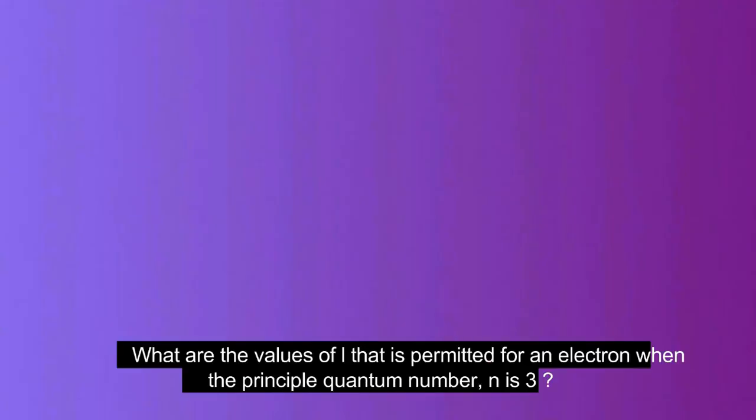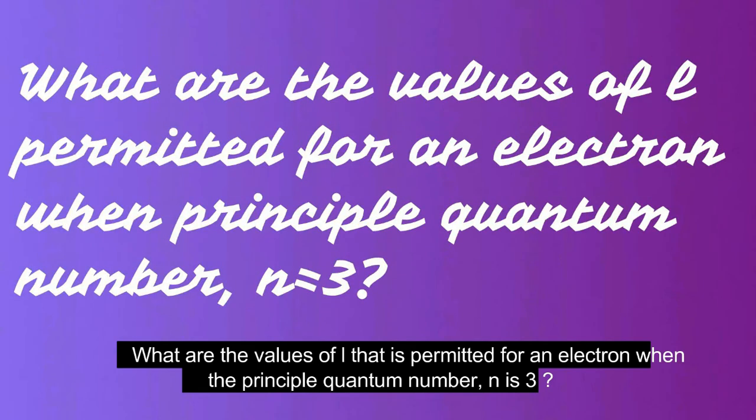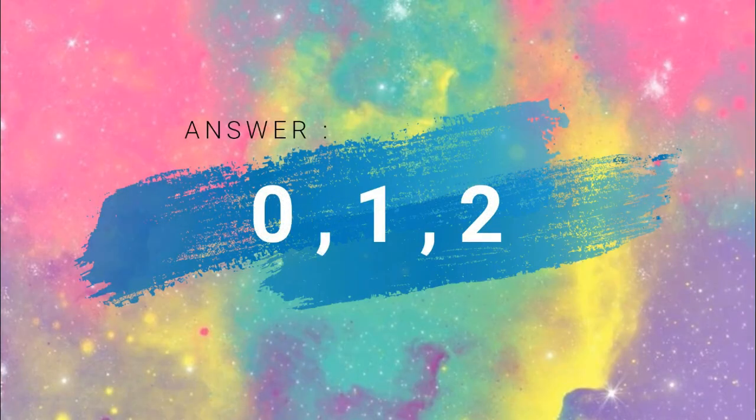Example 1. What are the values of l that are permitted for an electron when the principal quantum number n is equal to 3? The answer is 0, 1, 2.